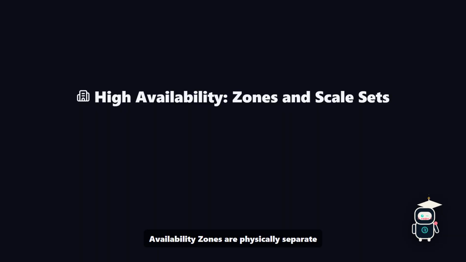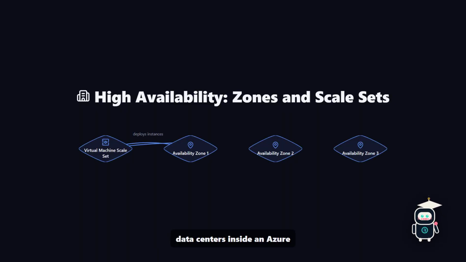Availability zones are physically separate data centers inside an Azure region, each with its own power, cooling, and networking. When you place VMs inside a scale set that spans zones, Azure keeps the desired instance count evenly spread across zones automatically. If one zone fails, the others keep serving, helping you achieve the highest availability SLA Azure offers for virtual machines. Check the current Azure SLA documentation for the exact uptime percentage, as it varies by configuration.